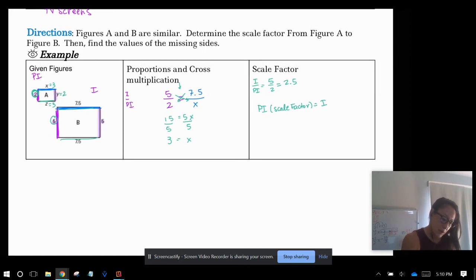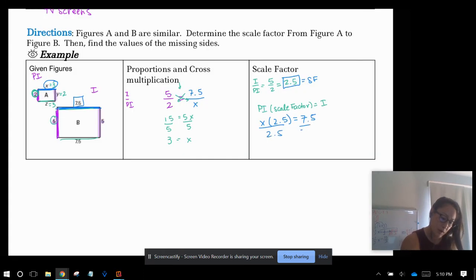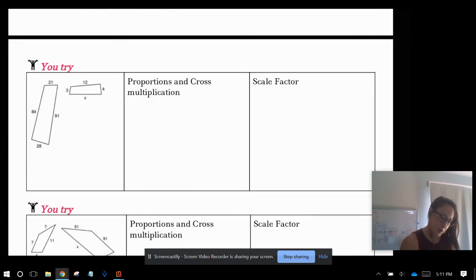So the pre-image length was x. We didn't know what it was yet. Our scale factor is 2.5, and we got out a length of 7.5. So we did something to the original to give me 7.5. I'm going to divide both sides by 2.5, giving me x is equal to 3. So we just solved for the length of our missing side. All right, let's do another one. So we'll do it both ways.